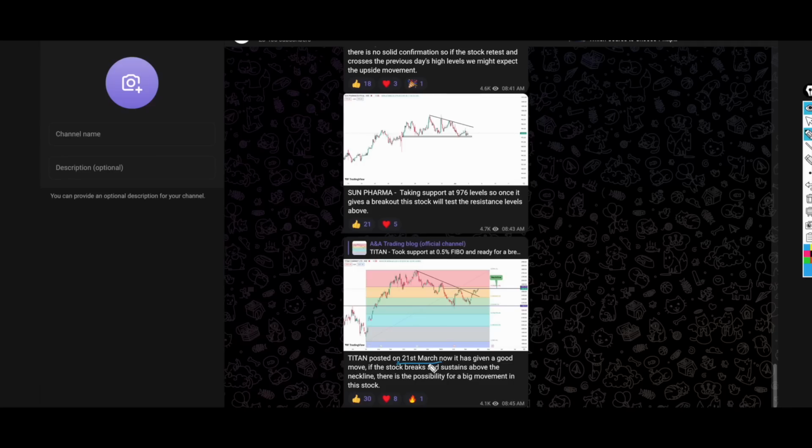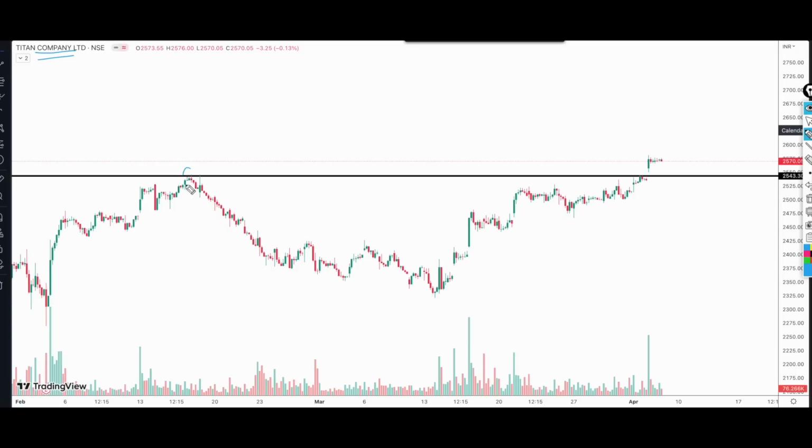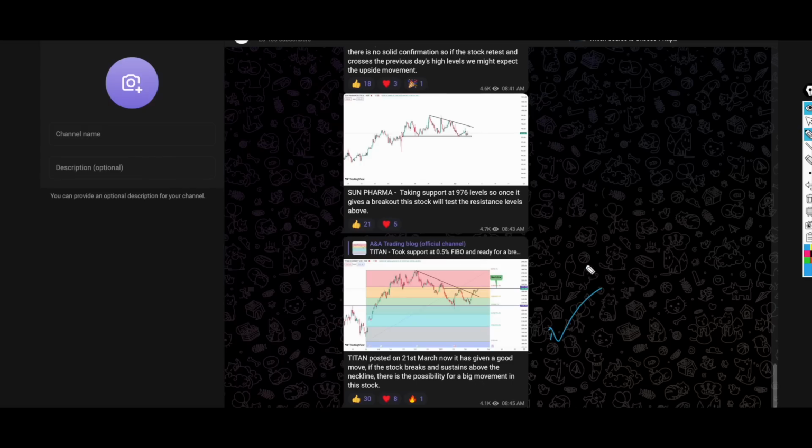On the 21st of March, we shared a setup of Titan. We said there's a probability of a breakout. Today also, we reminded you that there is a chance this level will sustain and the market will go up. We clearly said a big move can be expected. Now, if you look at the Titan chart, the market broke this resistance today and there was good momentum towards the upside. How many people are making use of this analysis?